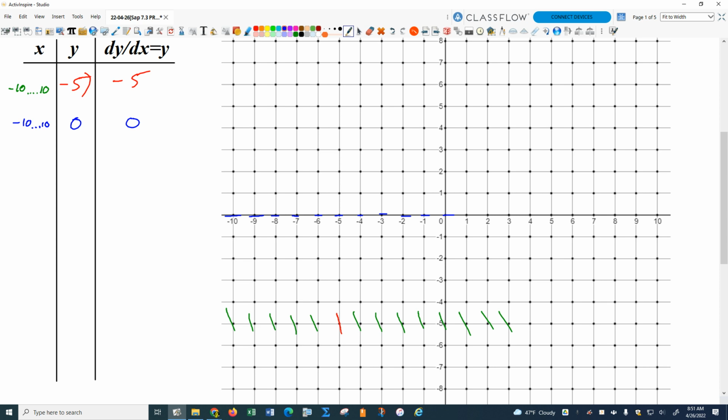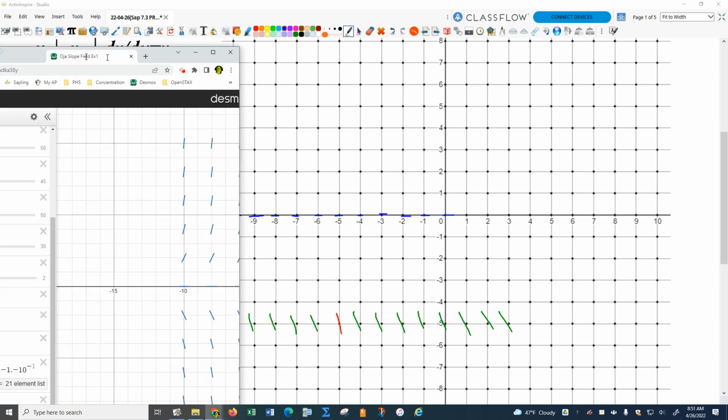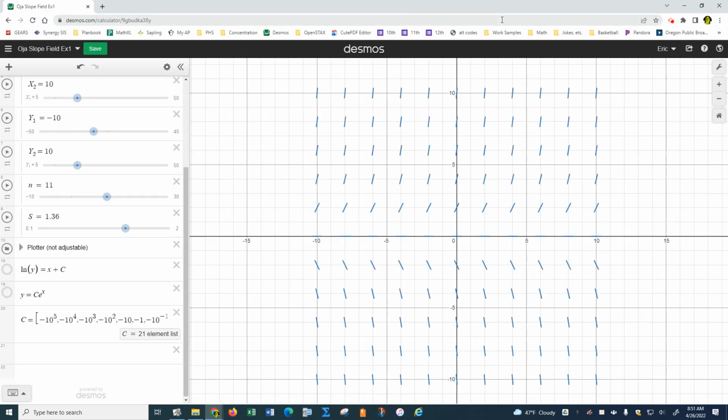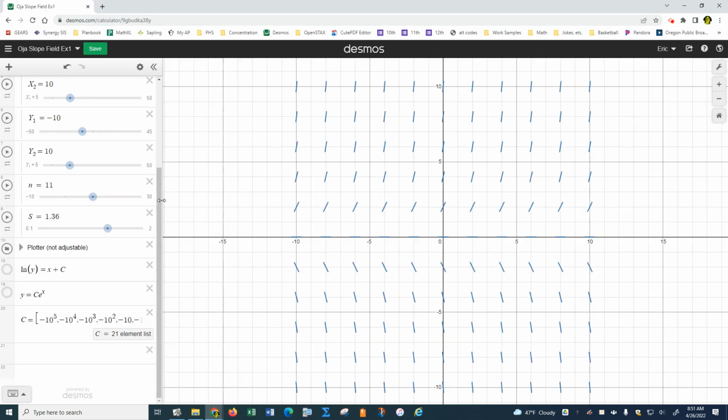Well, we don't need to go through this whole process. I got a cool little, I'm pretty proud of this one. This is my, look at this Desmos document here. This is pretty good stuff.